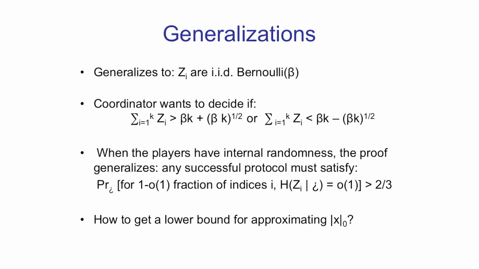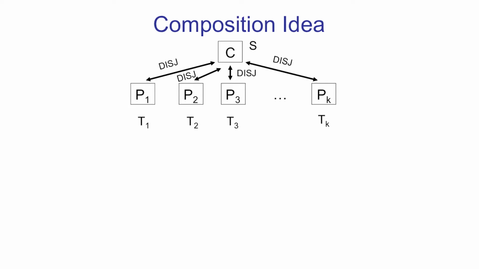OK, so yeah, what was all this for? So we want to get this lower bound for approximating the union size. And now the idea is to use what I call composition. So what we're going to try to do is take that problem we just studied and embed it into a larger problem. So let me say what that means.